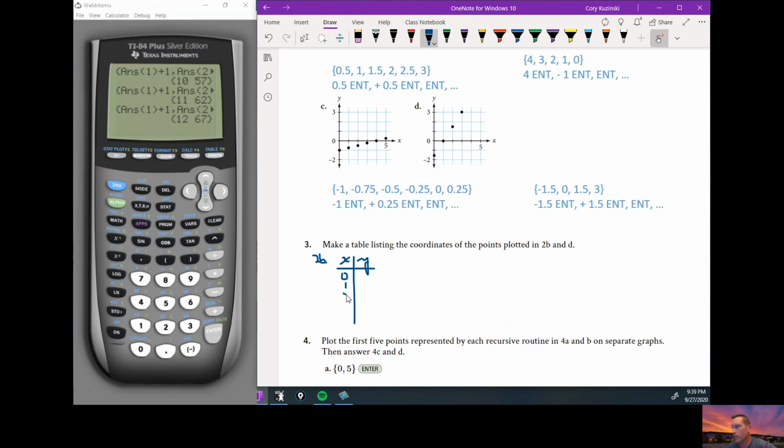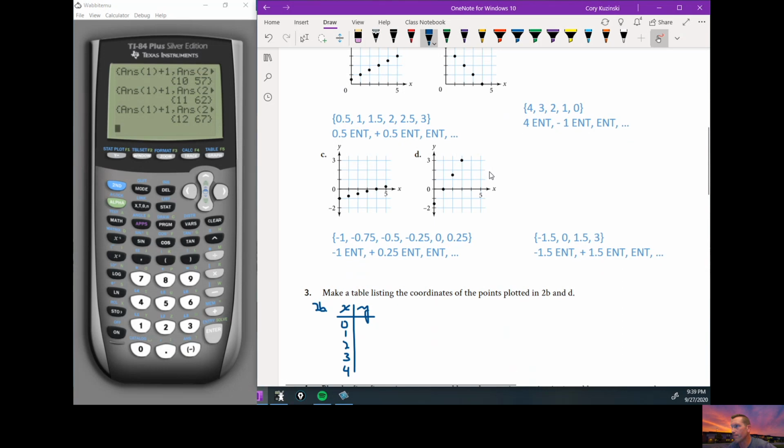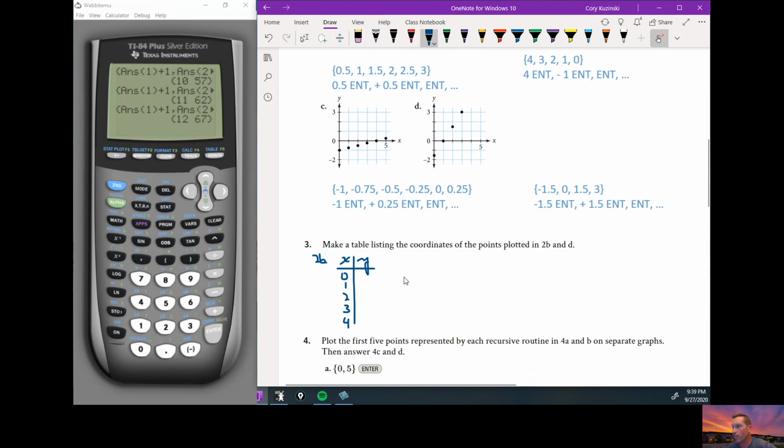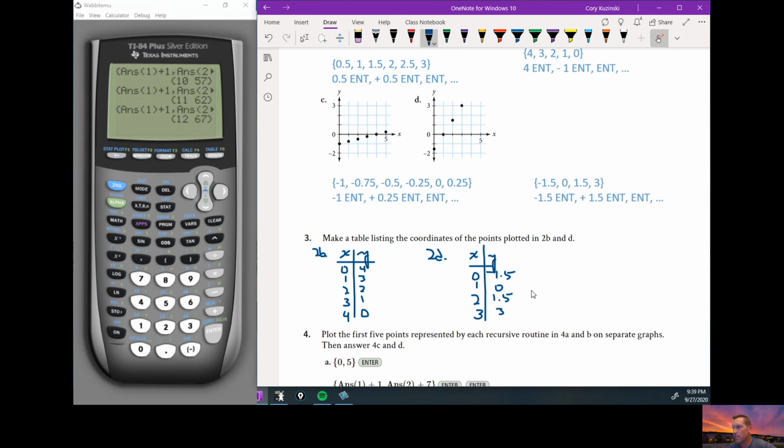We're going to go 0, 1, 2, 3, 4. Is that where it ends? Yep. And then these are our outputs that we already know. So it's 4, 3, 2, 1, 0. And then for 2D, we'll do the same setup, X and Y. That also starts at 0, 1, 2, 3. And our outputs are right there, negative 1.5, 0, 1.5, and 3.